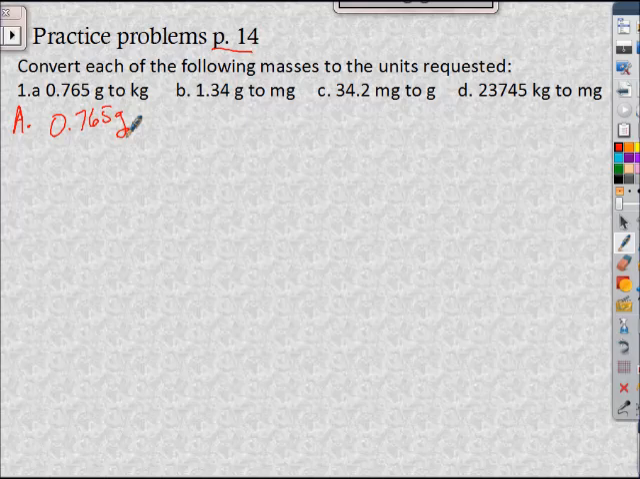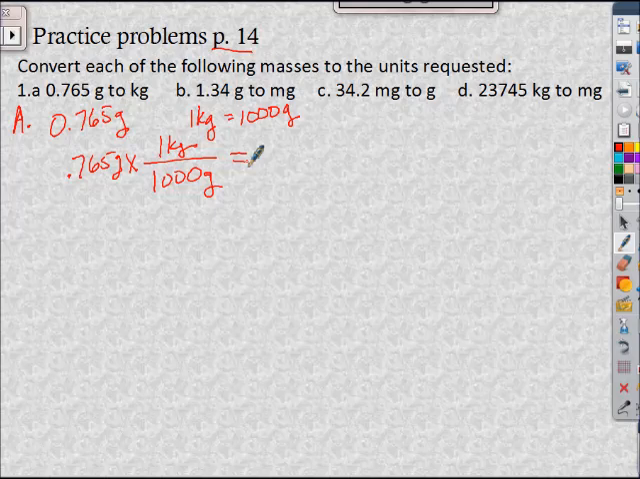And when I look at that, I know that 1 kilogram equals 1,000 grams. So when I make my equality, the one that I have goes on bottom. The one that I want goes on top. I multiply these numbers together, and I cancel out anything that is the same. Grams are the same, they cancel out.